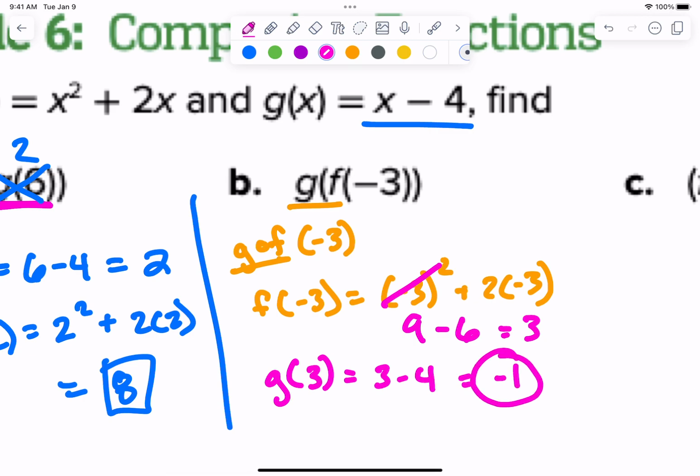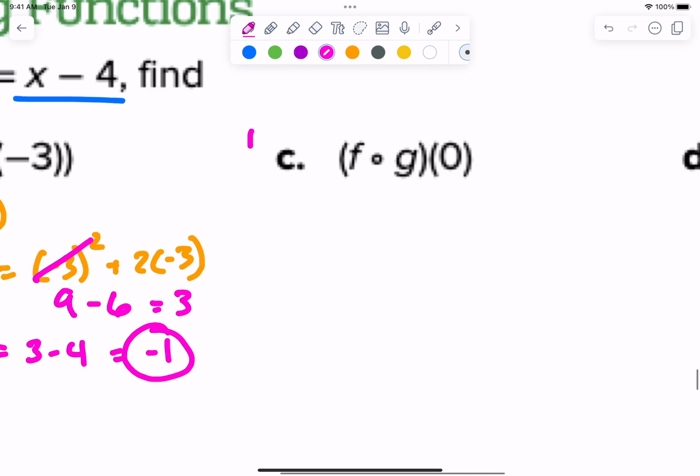Yep. So notice here I do not have 2 answers. 3 is not my answer. Only negative 1 is my answer. Got it? But you had to get to 3 in order to get to negative 1, right? Okay, C is 0.